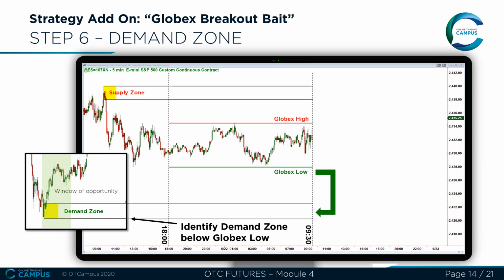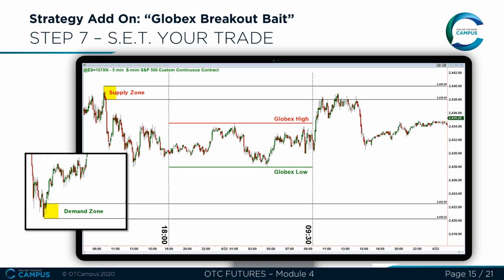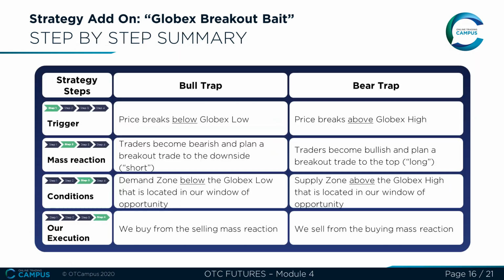Same for the demand zones in step 6. Identify any demand zones that are located in your time window of opportunity from 8 a.m. to 11 a.m. below the GLOBEX low. If there was nothing there of any good quality, then just pass on the trade. And step 7 would be to go ahead and prepare the trade that meets your strategy trading rules.